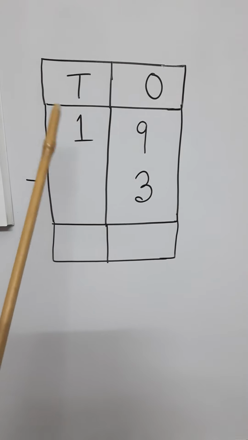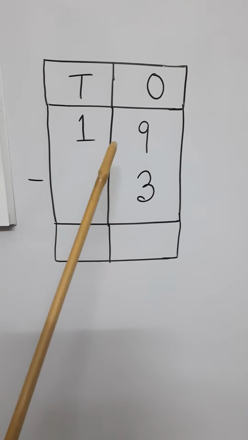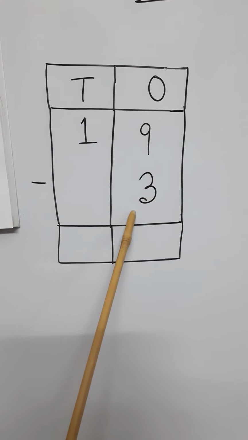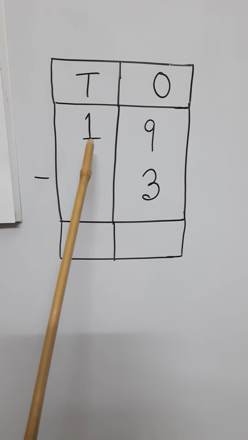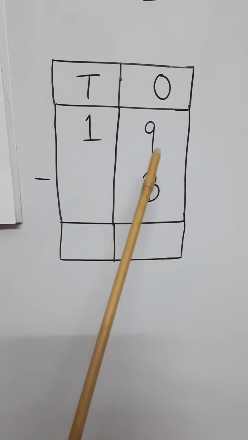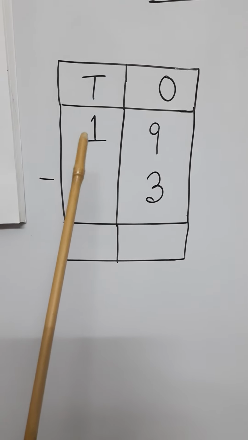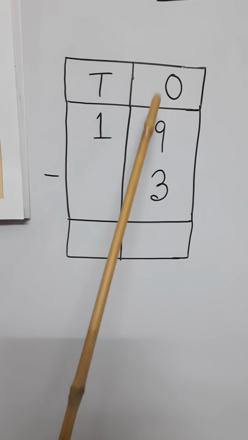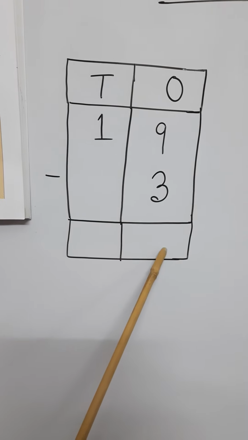So I will give you one more example. The first number is 19 and the next number is 3. We have to subtract 3 from 19. I told you a little while ago, and you know that first we have to do the ones place side.